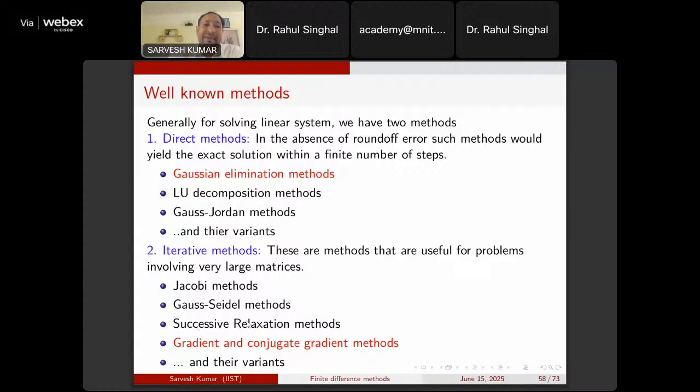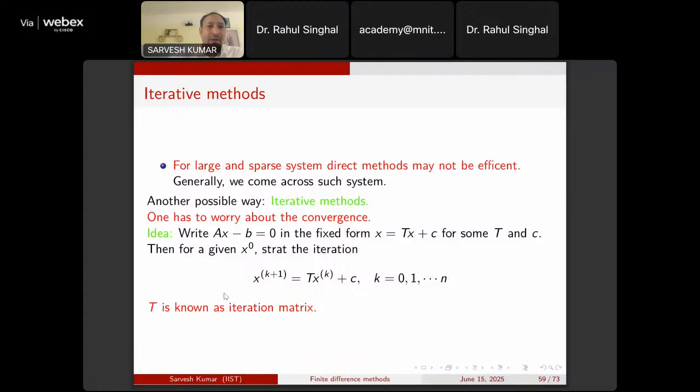Iterative method means what? We have to talk about the convergence, because it's like a sequence. You are generating a sequence. This has to converge. So the question is, like we have seen many methods, Jacobi, Gauss-Seidel, etc. Whether they really converge, what is the condition we have to impose?